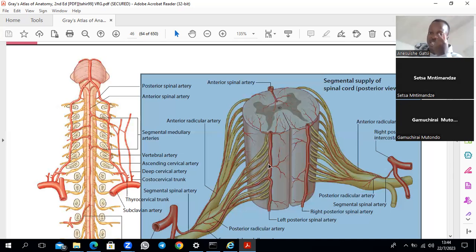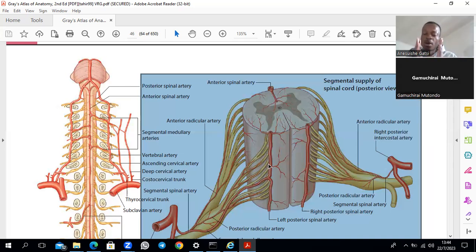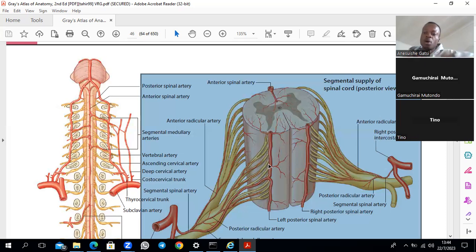But in all those regions, they will now be fed by other arteries. For example, when we do thorax, we are going to see intercostal arteries in your intercostal spaces between the ribs. Those intercostal arteries are called reinforcing or radicular arteries that feed blood to these arteries.